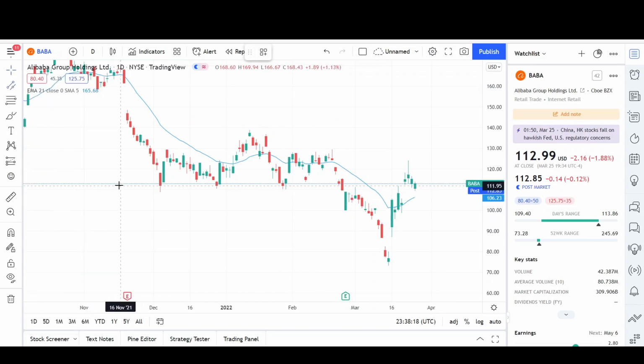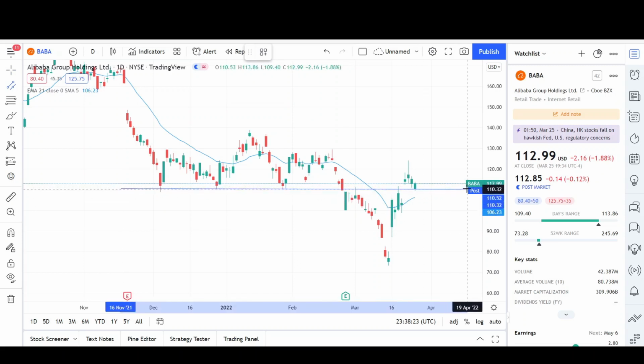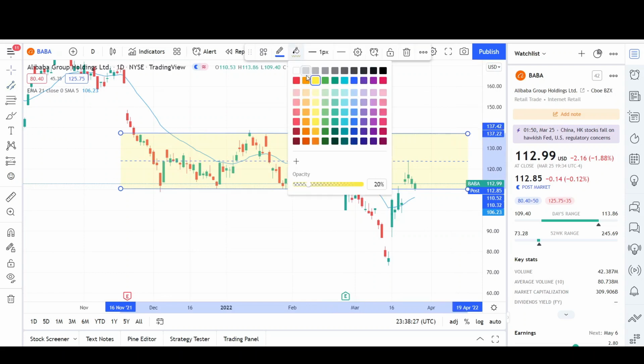So what is price action doing? Well, it looks like we came back inside of the range that it was previously inside of. So we had a fail break outside of this range, and now it looks like we came back inside of it. So let's go and make this orange.